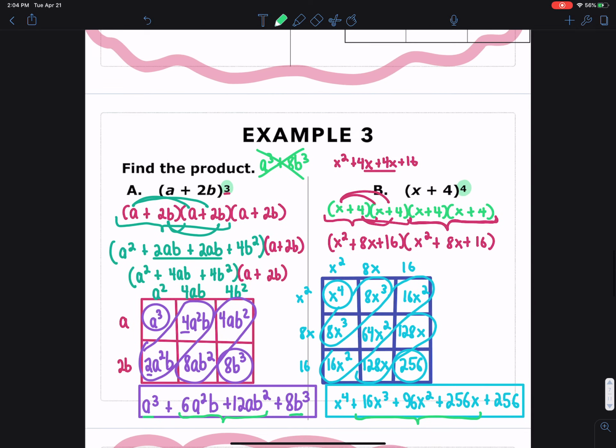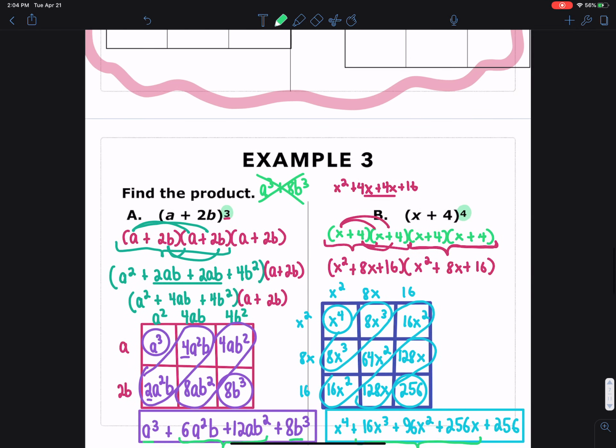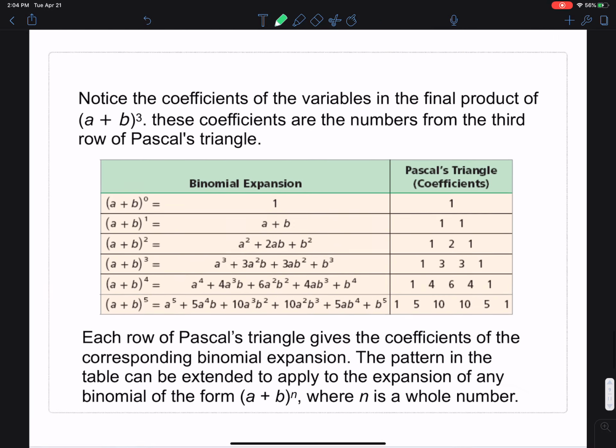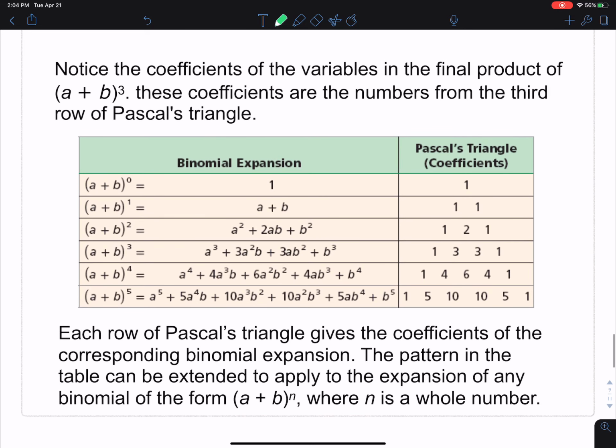There's just a shortcut way using a formula in order to do example 3, and that's using Pascal's triangle. So Blaise Pascal is a famous mathematician, and he kind of figured this out, and it's actually really helpful for powers that are greater than 3, let's say, so you don't spend all kind of time doing something. It's a faster way to do so. So this is Pascal's triangle over here.